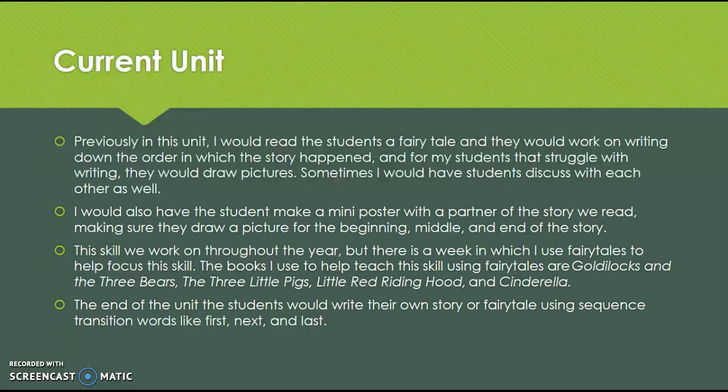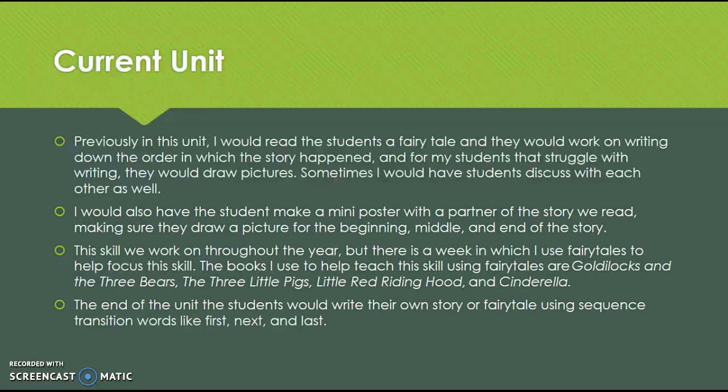Sometimes my students, since this is something that we've been working on throughout the year and we'll come back to it, struggle with finding the most important part of the beginning, middle, and end of the story. A lot of times they'll just open it up to the first page, look at the first picture, and just draw that. We're really focusing on what was the most important part of the beginning, middle, and end, kind of finding the main idea of the beginning, main idea of the middle, main idea of the end.